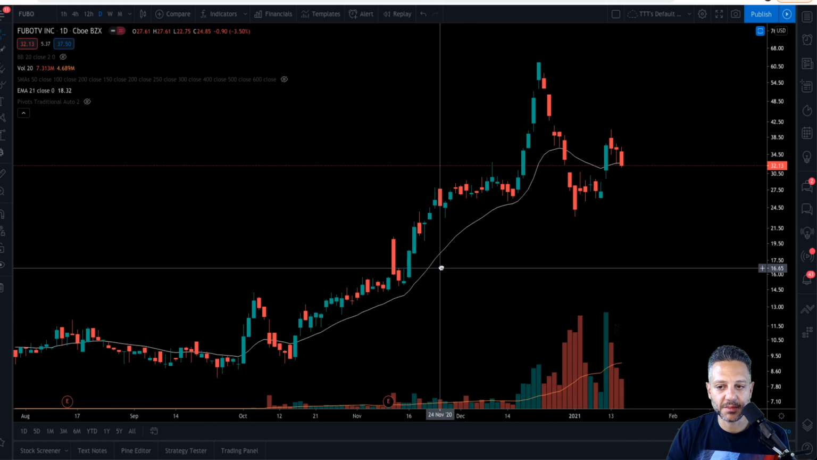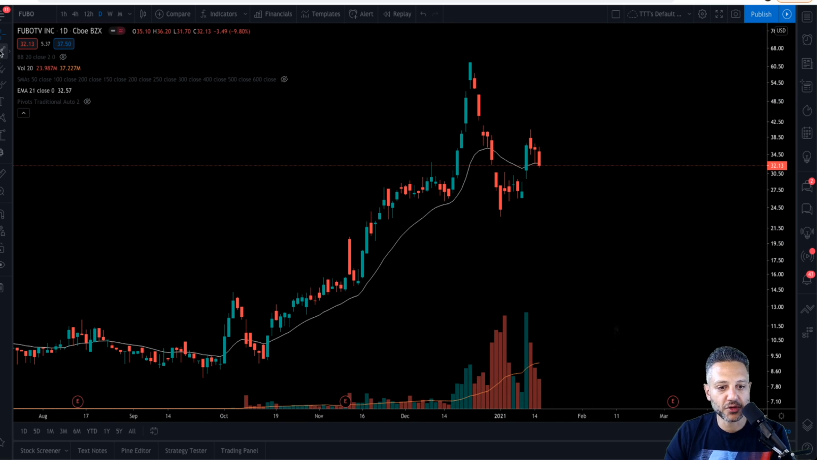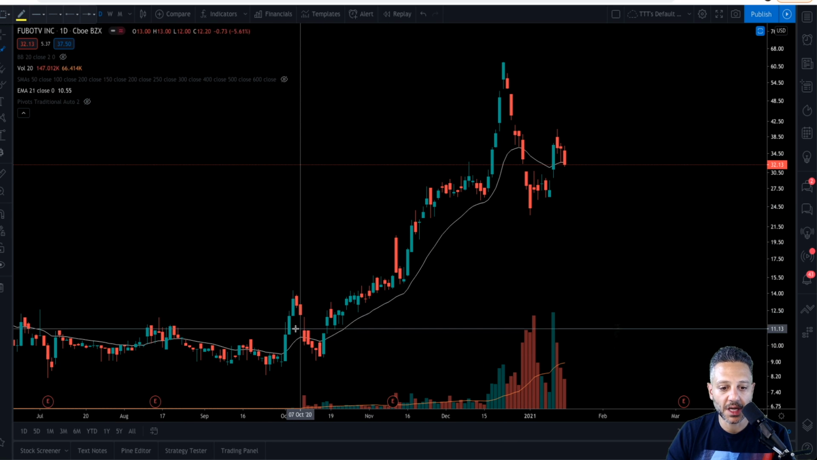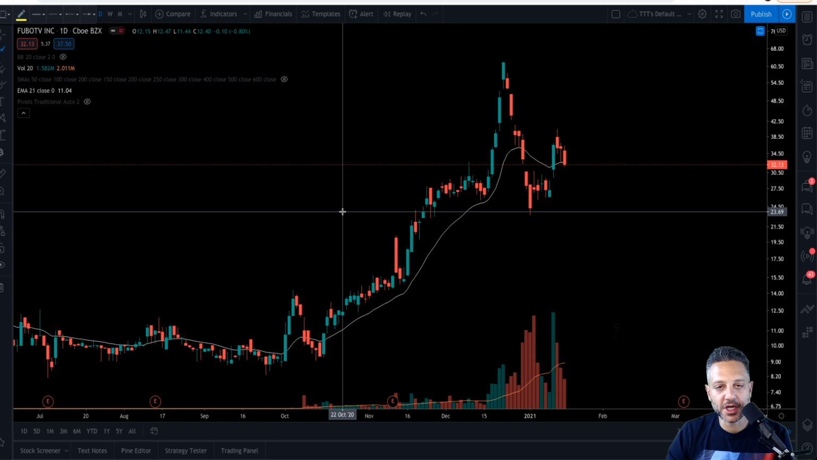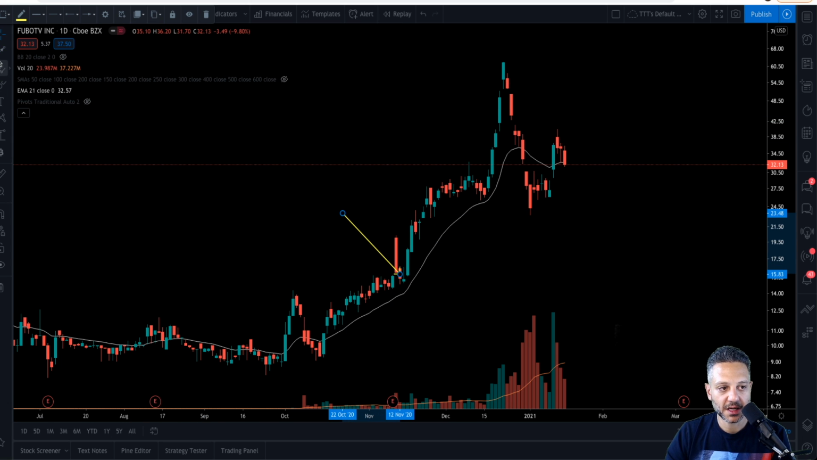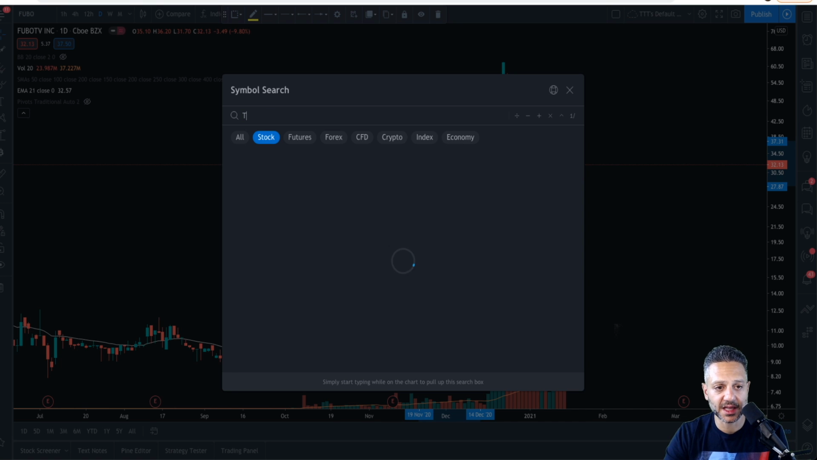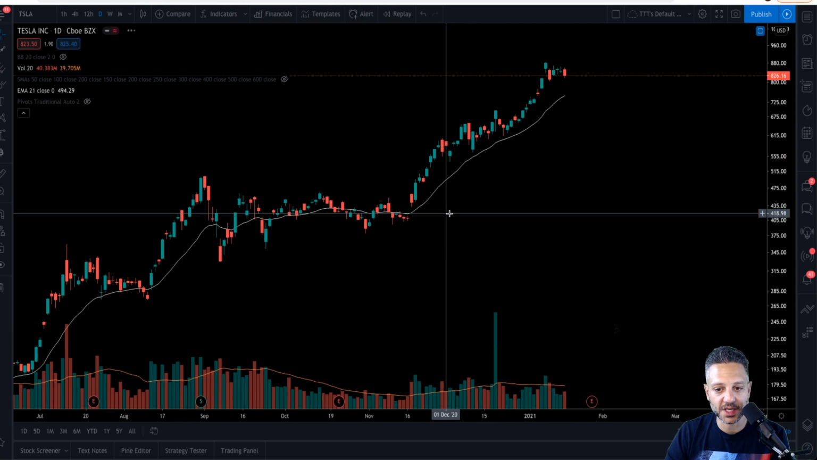Now, why is the 21 EMA important? Well, usually on uptrends, it's been identified that the 21 EMA is one of the key moving averages, especially on uptrends, meaning that stocks on uptrends usually respect the 21 EMA. So if you see, this is Fubo TV, on its uptrend, if you were looking for a place to enter, you would pick the 21 EMA on the way up as a reference point, right? If you look at something even like Tesla loves the 21 EMA.